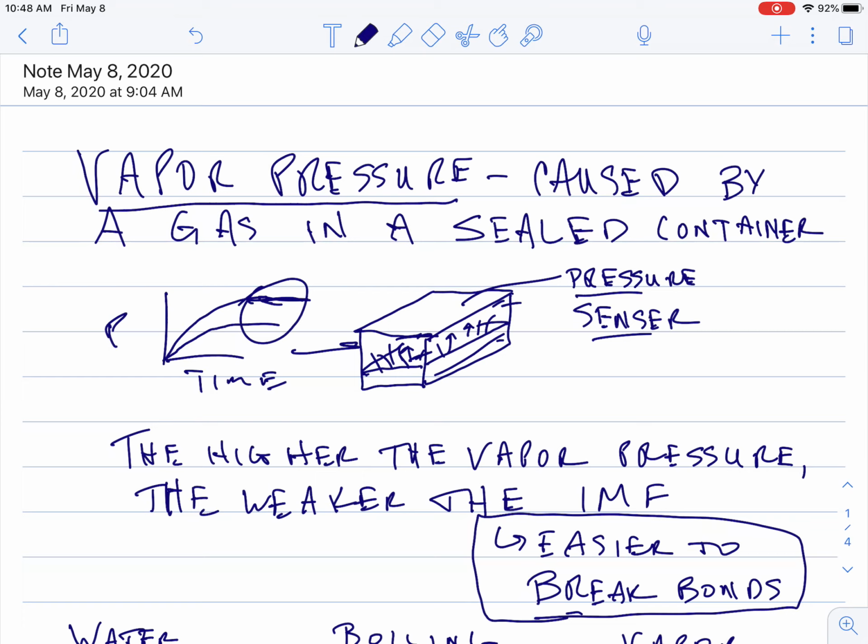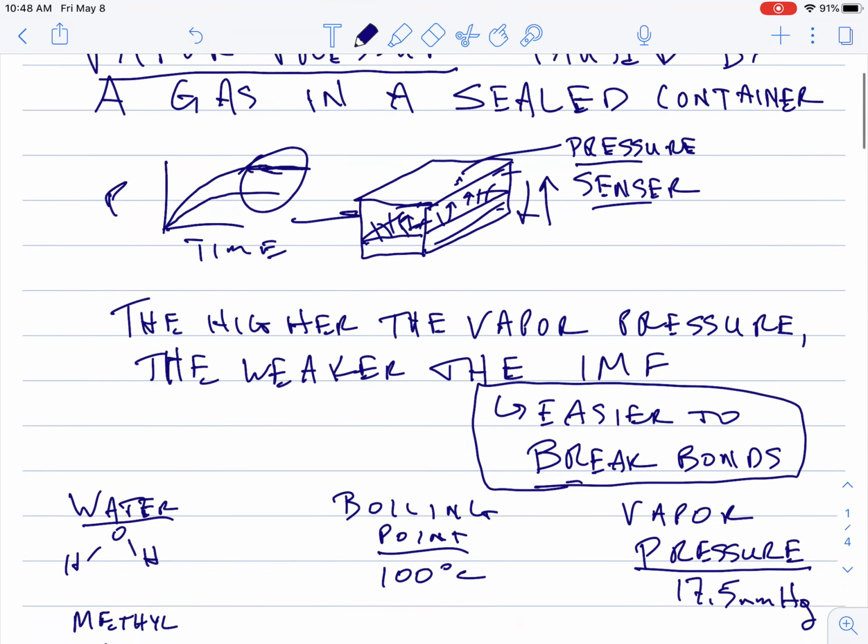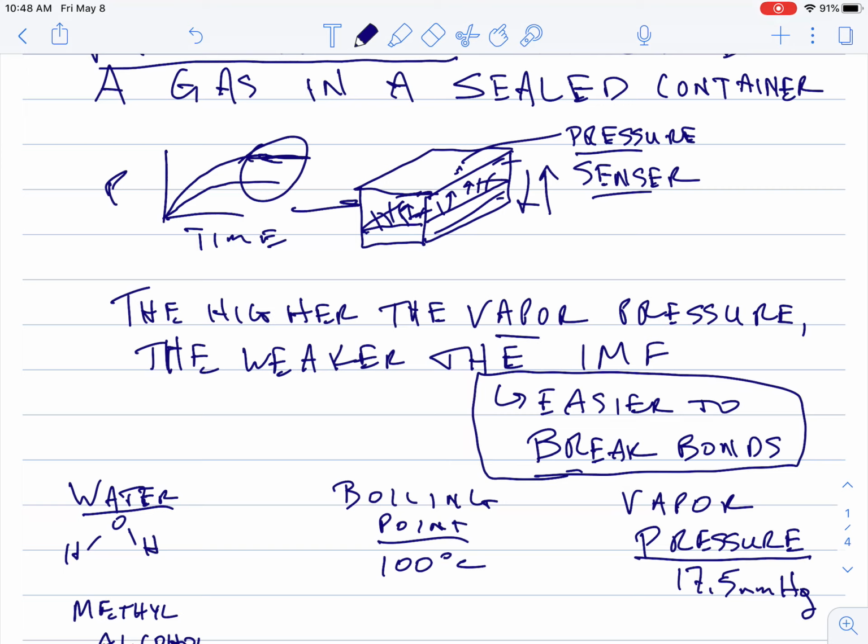Again, this is a dynamic equilibrium. So once this levels off, I don't want you to think all the molecules have come to a stop. All that's happening when this levels off is that the number of molecules going back into the liquid phase is equal to the number of molecules coming out of the liquid phase. So this is why it's called a dynamic equilibrium. Here's how this plays out. The higher the vapor pressure, the weaker the intermolecular force, because at a certain temperature, more and more of these molecules are able to break the bonds that hold them together as a liquid.